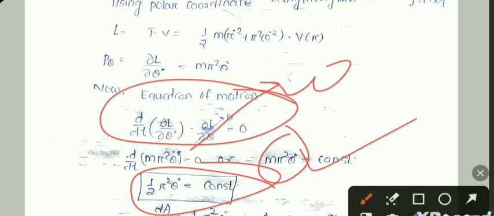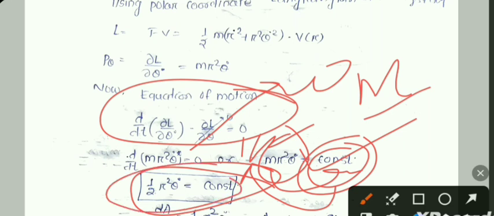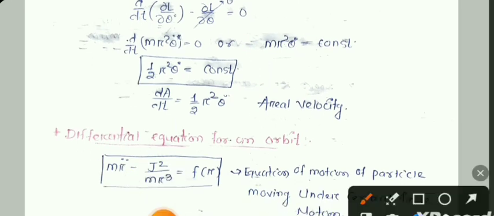This is a constant term, so we can take the half to this side, and m can go to the right side. This is not a problem, because m is a mass that is constant, and here also a constant, so there is no problem in writing this equation. This is actually known as the areal velocity. The areal velocity of the particle is half r square theta dot in polar coordinates.